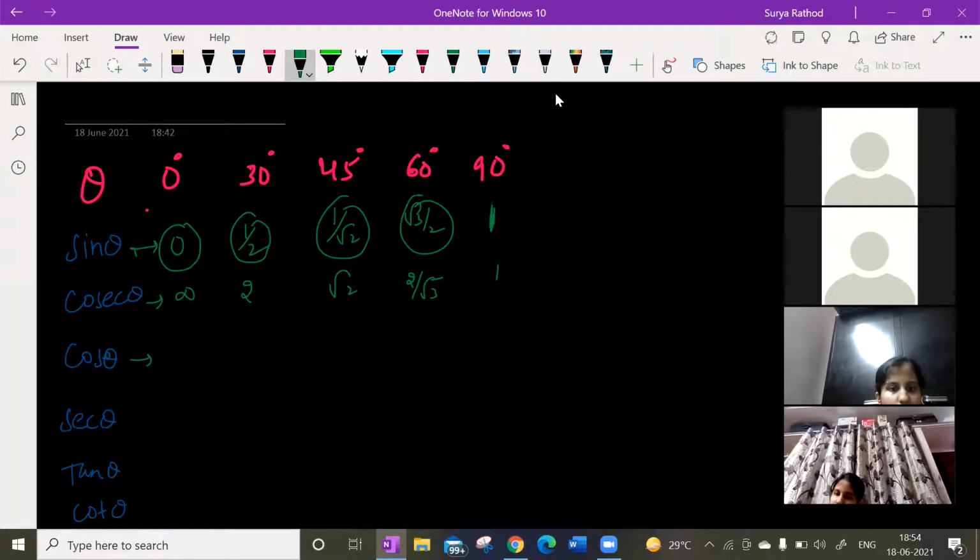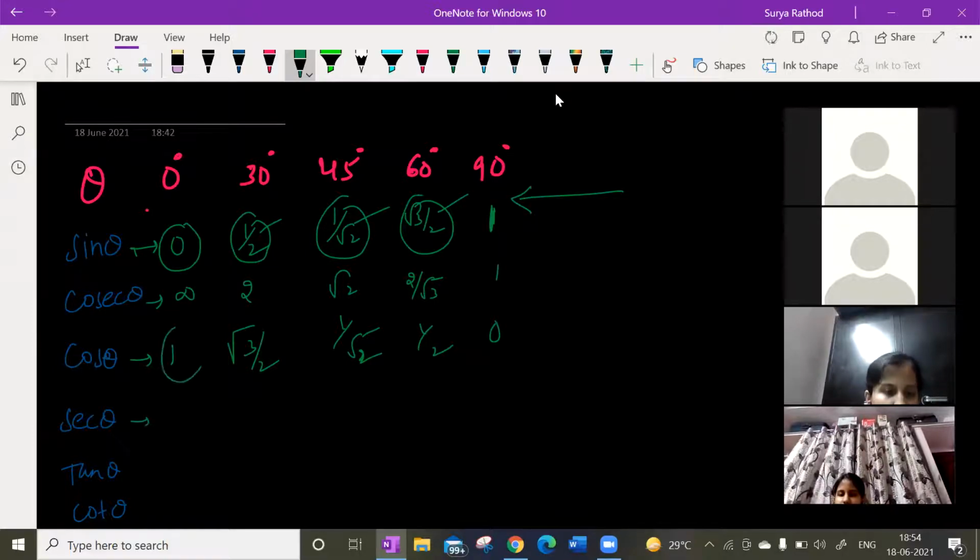So cos theta is what? From the opposite direction, you have to go in this way. We'll write with 1, then root 3 by 2, then 1 by root 2, then 1 by 2, then 0 after that.